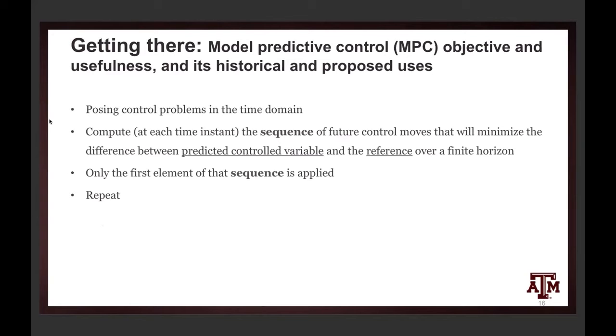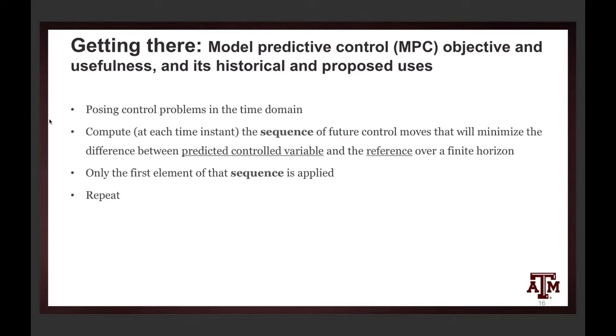In my case and my research, we're trying to use model predictive control, also called MPC, to control the pumps in these plants to figure out if we can save them some money. And what model predictive control is, basically, is the most general way of posing a control problem in the time domain. It's very easy to see how an MPC works in the time domain.